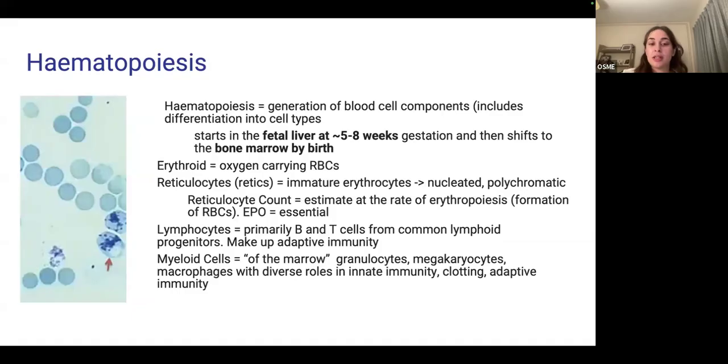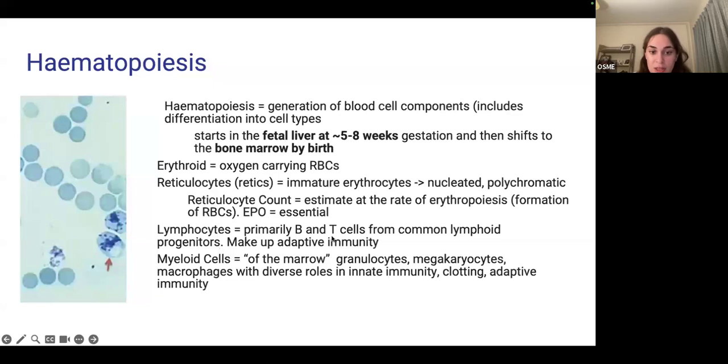Erythroid is just a term meaning red blood cells that carry oxygen. Reticulocytes or retics, as Debbie Hay loves to call them, are immature erythrocytes. So they're nucleated and they're polychromatic. If you look at this picture on the side here, it's a blue stained blood film. This is what a normal red blood cell would look like. And then you've got these densely nucleated, random looking cells that are a bit less frequent on the blood film. That's what a reticulocyte is.